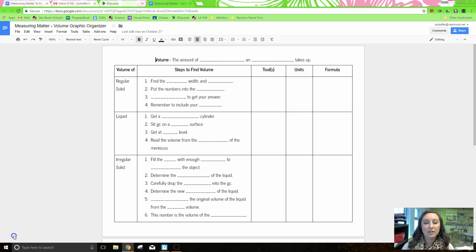So the first thing that you really need to know about volume is the definition and what we're actually measuring, and then we're going to need to be able to find the volume. So we need to know what tools and steps we're going to take to find that information out. Up on my screen right now, I have a graphic organizer. This is how we're going to take our notes for volume this time.